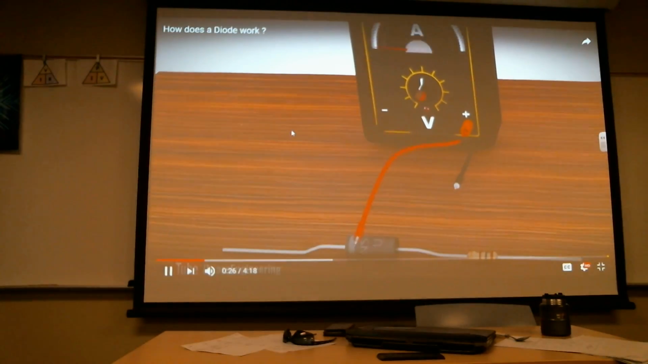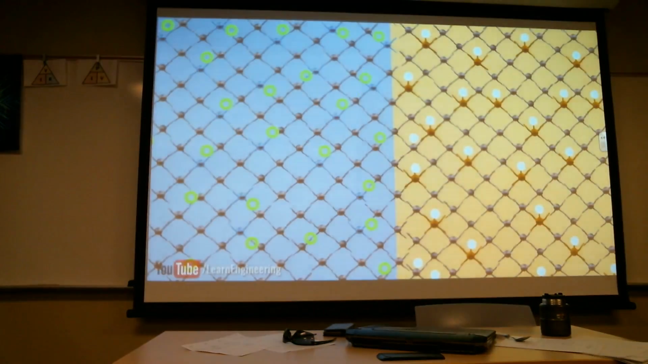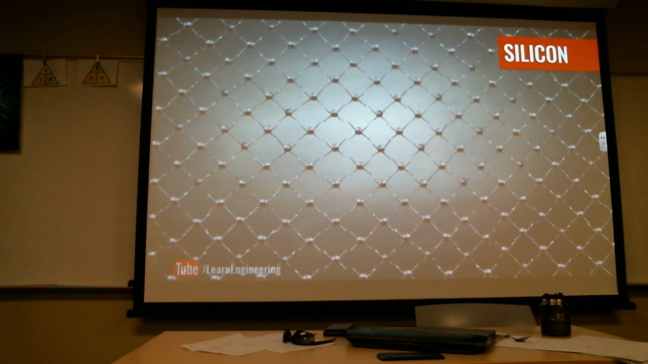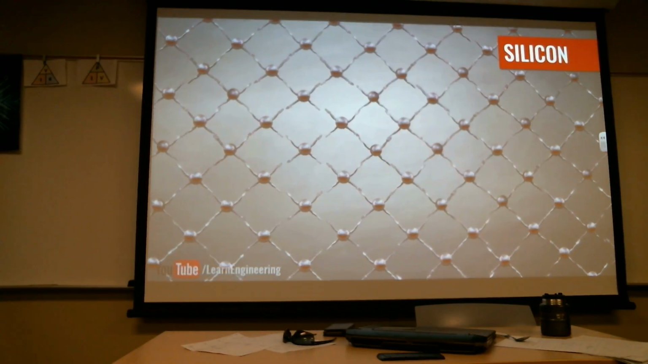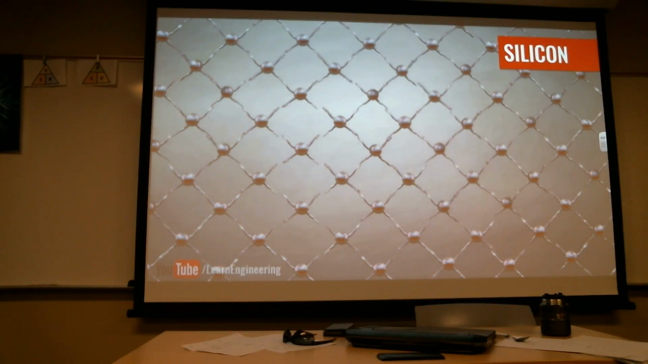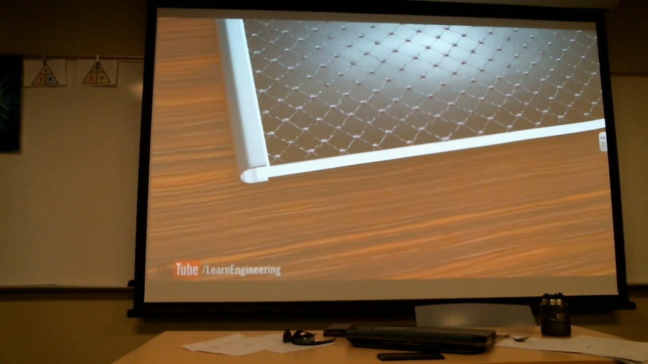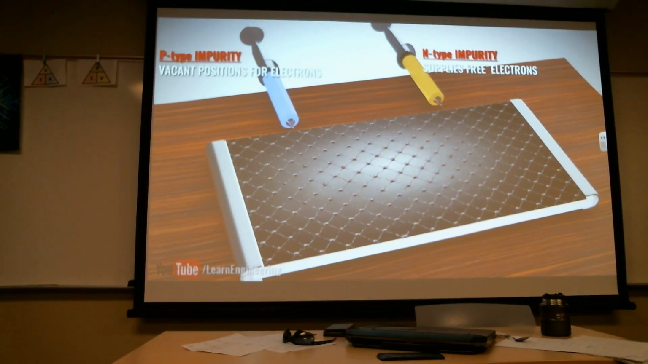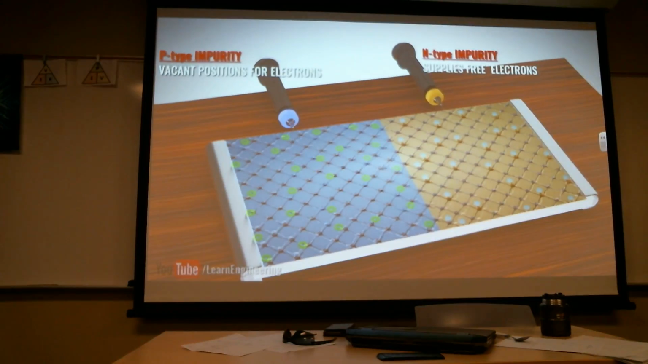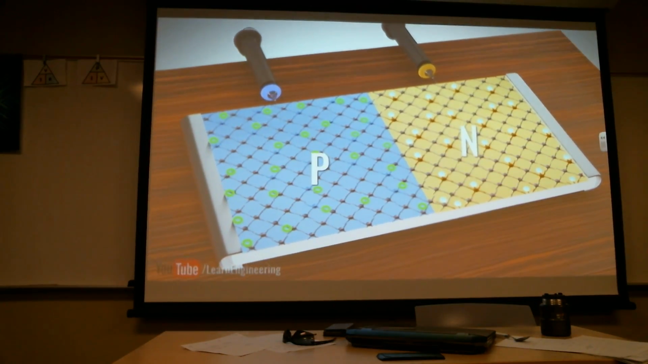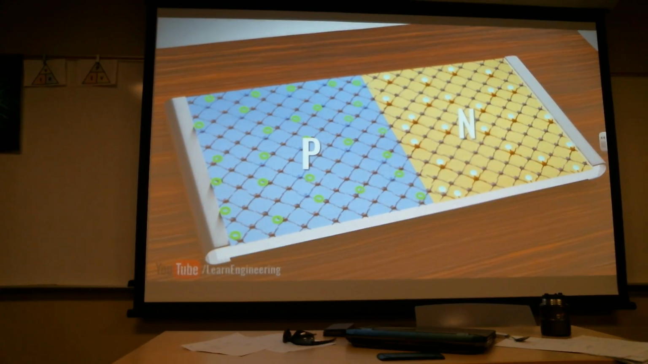Structure of the diode. The diode is made of a semiconductor such as silicon. Pure silicon does not have any free electrons, but the silicon used here is not pure. One part is doped with N-type impurity, and the other part is doped with P-type impurity. At the N side of the diode, we will have free electrons, and at the P side, we will have vacant positions for electrons.